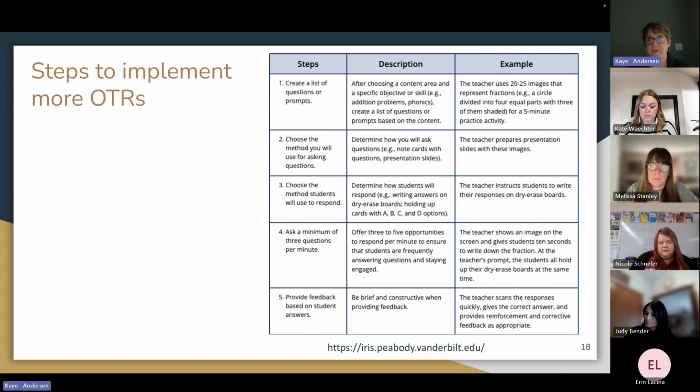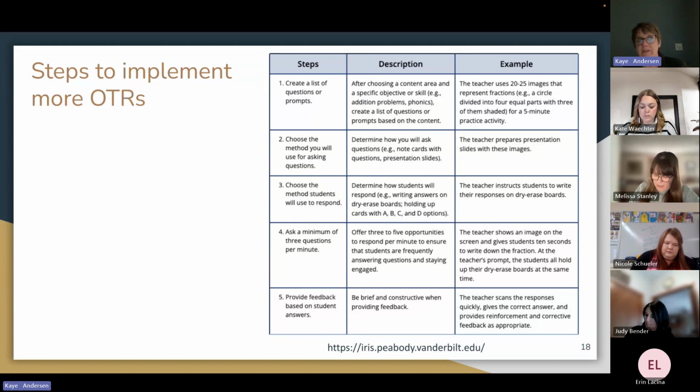we have different opportunities where we roll a dice or we draw an ice cream stick and the kid's name is on it. Well, that's great, but that's still only one person that's responding, not all of them. And when they're responding, we're constantly collecting formative information so that we can give feedback based on their answers.